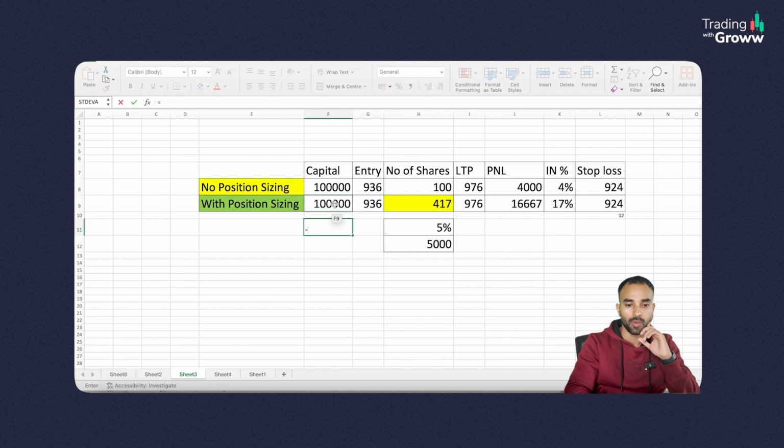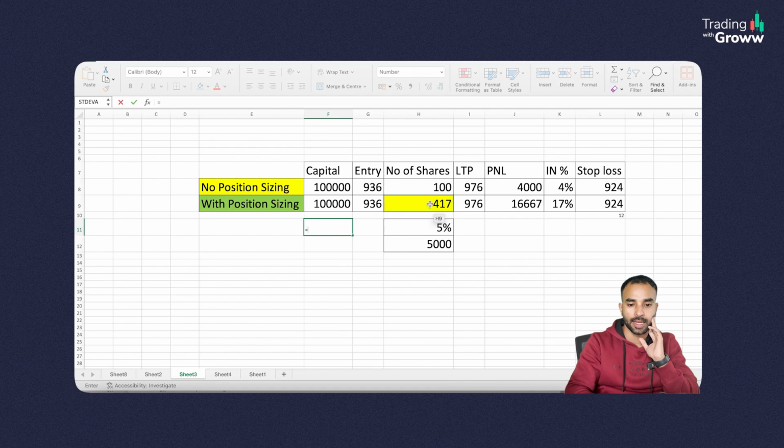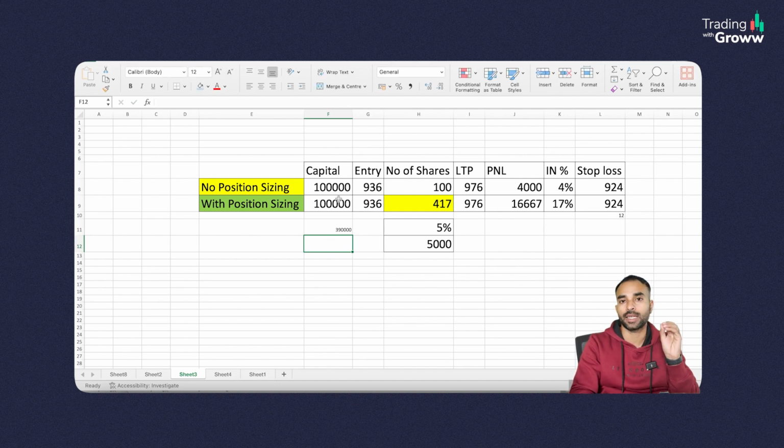So what would be the actual blocked margin? For this trade, if I'm buying 417 quantity, the approximate margin that gets blocked, you can see it here, is around 3.9 lakhs. So almost 4 lakhs is the required margin. Since you have 1 lakh, you get 5 times leverage with respect to intraday, where you can buy 5 lakhs worth of shares. So we are not even utilizing the complete 5x. We are using just 4x. Still, our overall risk appetite is 5% of our capital. So if the stop loss is hit, we are going to lose only 5%.